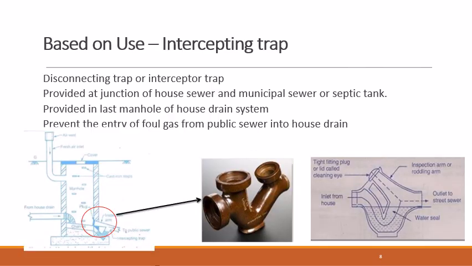An intercepting trap, that is a disconnecting trap or interceptor trap, is usually provided at the junction of the house sewers and the municipal sewers or the septic tank. It is provided in the last manhole of the house drain system and prevents the entry of foul gases from the public sewer to the house drainage system.